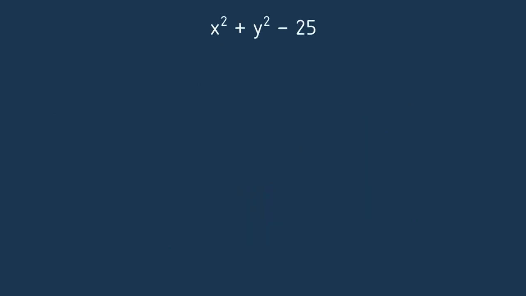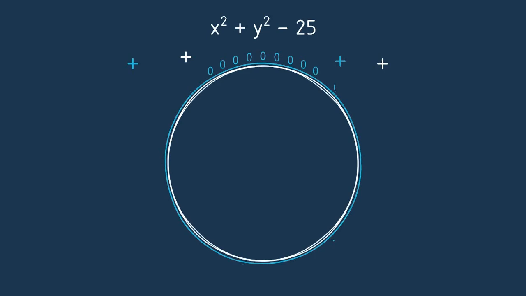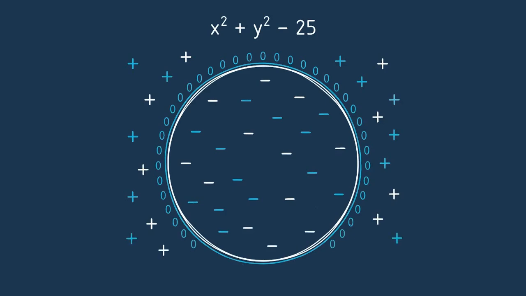Think of the expression x squared plus y squared minus 25. Points where this equals 0 are exactly on the circle. Points where it's negative are inside the circle. Points where it's positive are outside. Desmos uses that idea to decide where the circle must pass.